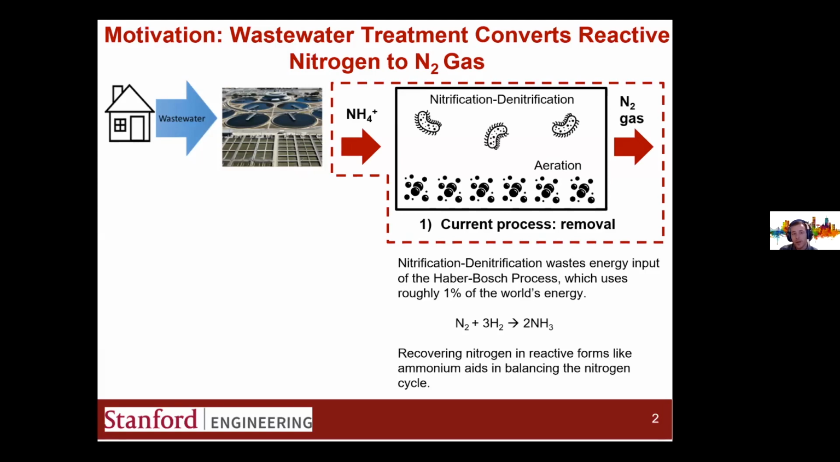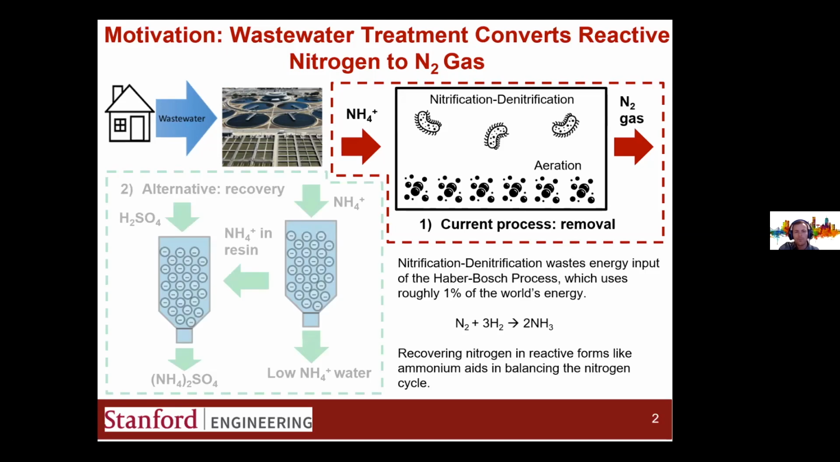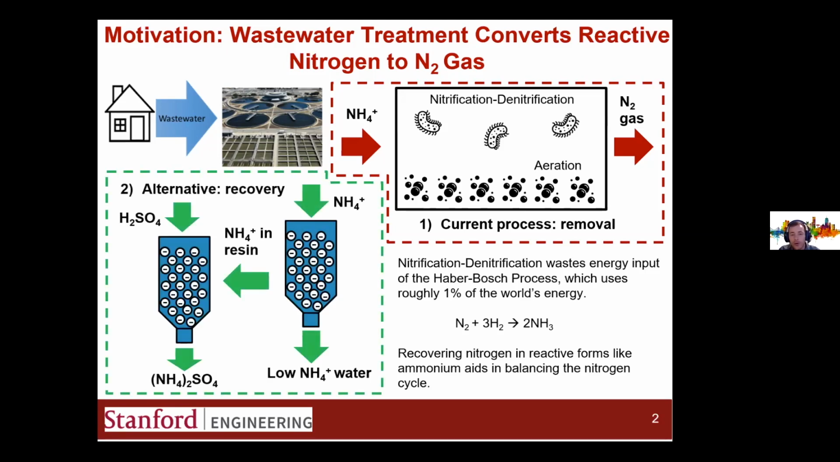This is an incredible waste of energy, in our opinion, since we spend 1% of the world's energy on the Haber-Bosch process to convert gaseous nitrogen back into ammonia, which also contributes to the severe imbalanced input of reactive nitrogen into the environment. So we might as well recover nitrogen in reactive forms when we have it in that form.